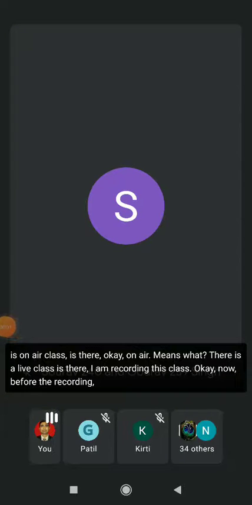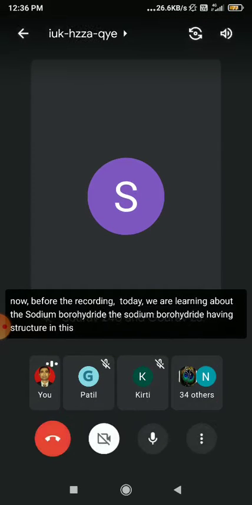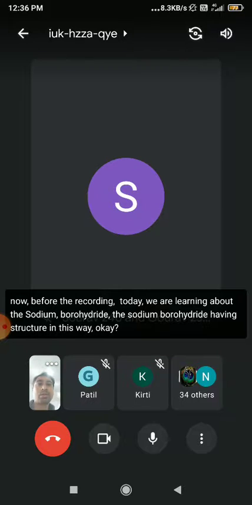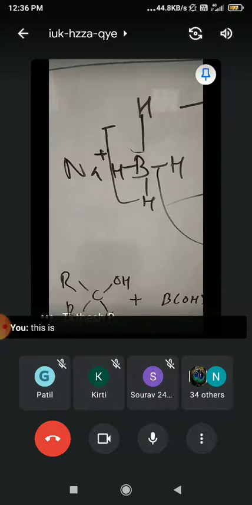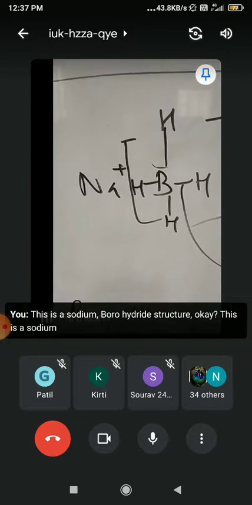Today we are learning about sodium borohydride. Sodium borohydride has a structure in this way. This is the sodium borohydride structure.